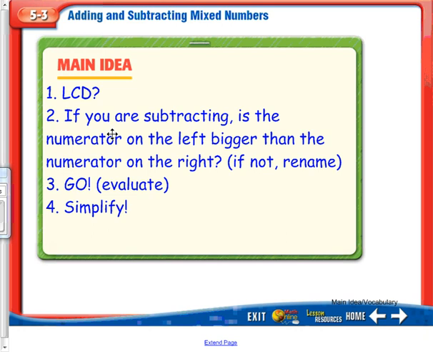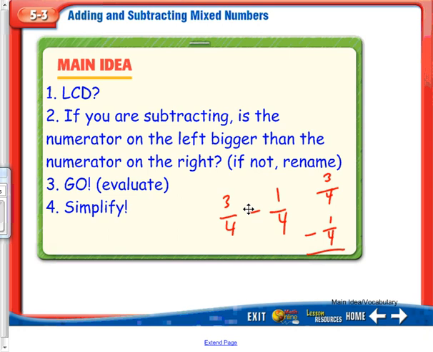If you're subtracting, is the numerator on the left bigger than the numerator on the right? If not, we're going to rename the mixed number, and we'll get to that a little bit later. Once we have the numerator on the left bigger than the numerator on the right, again, that's if you're subtracting like 3/4 minus 1/4. So here, the numerator on the left is bigger than the numerator on the right. If we had written it vertically, 3/4 minus 1/4, we would say the numerator on top is bigger than the numerator on the bottom.